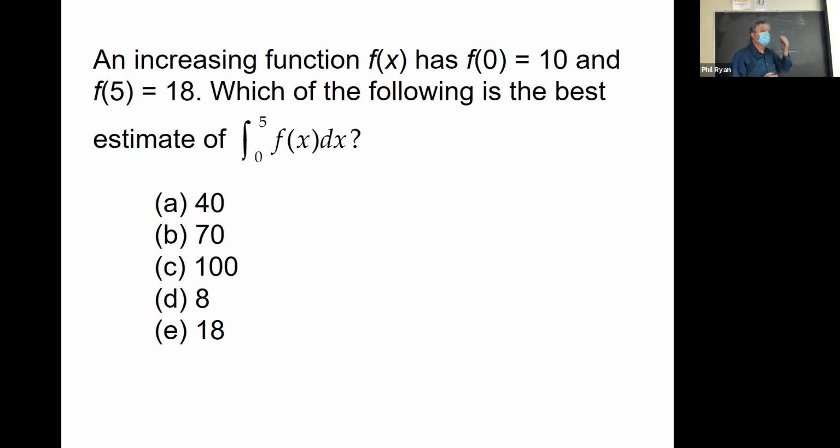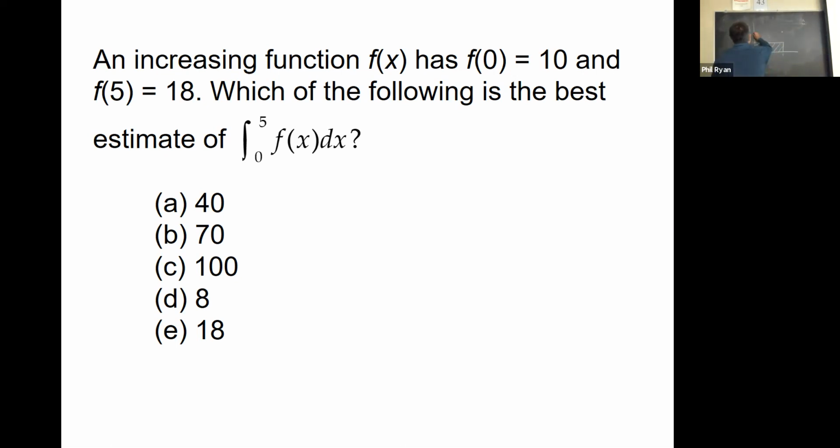Again, which one of those do you think is going to be the best possible estimate? Yeah, you've got it. Right, because the smallest is going to be 10, right? So it's going to lie over this rectangle, which is of area 50. So the answer's got to be greater than 50. So that eliminates A, D, and E.